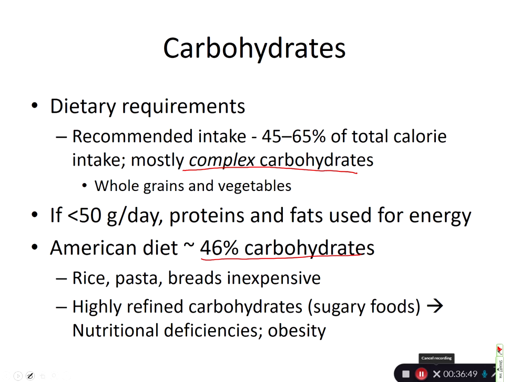The problem is we mostly consume the wrong carbohydrates. So most of what we consume is going to be inexpensive food like rice, pasta, things that are highly refined. So white bread, Wonder Bread, rice, pasta, anything that's white, that's basically just sugar. It has no nutritional value to it, and this can lead to obesity.